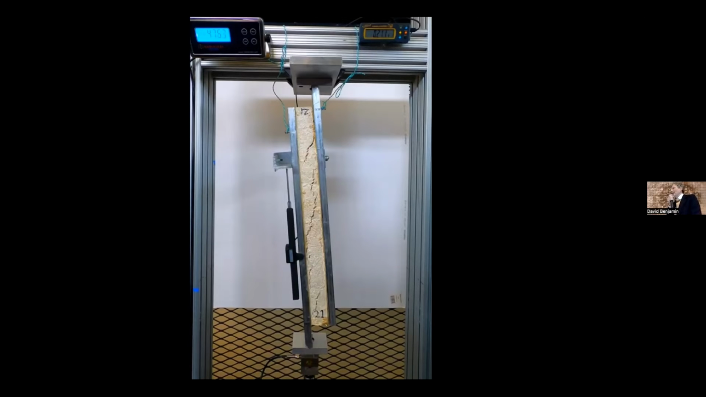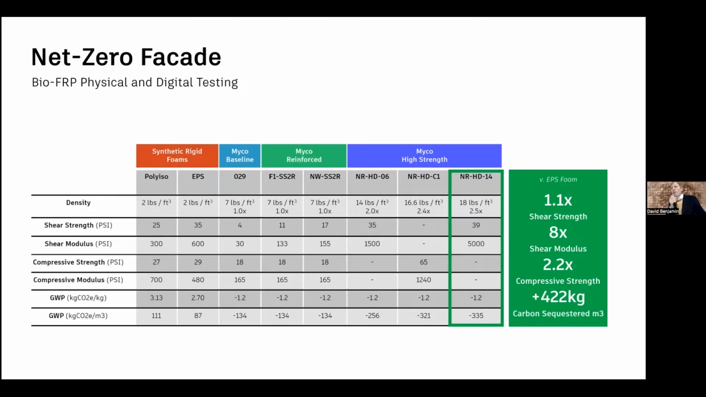So this involved months and months, actually, of physical testing, digital simulation, revisions, different partners doing different things. And in the end, we were able to hit a performance target that would allow us to use this in today's buildings with today's certifications, building codes, et cetera. I won't summarize this chart, but on the right, you can see those green numbers are basically showing that we were able to get 8 times the shear modulus of EPS foam. And originally, our target was just to get 1.5 times that.